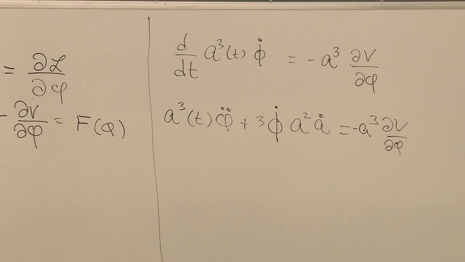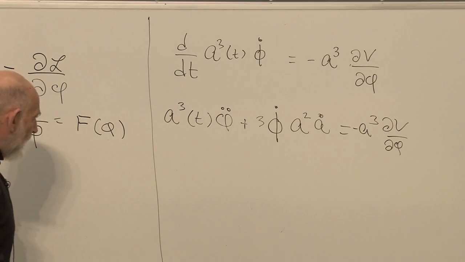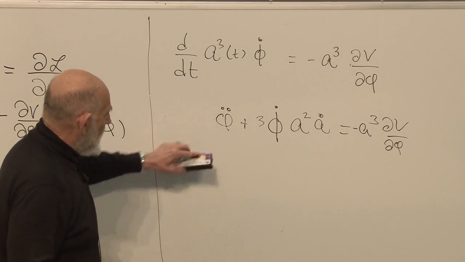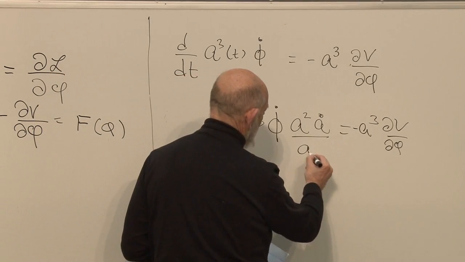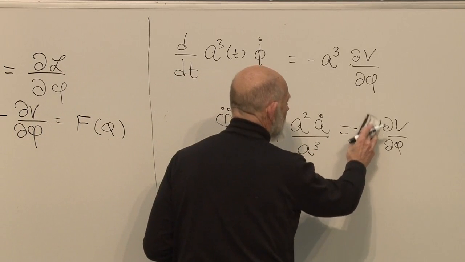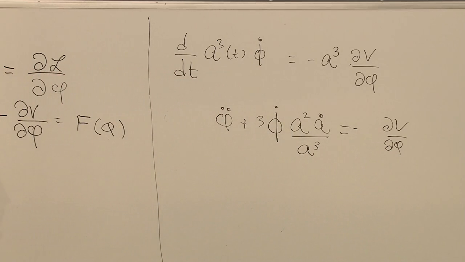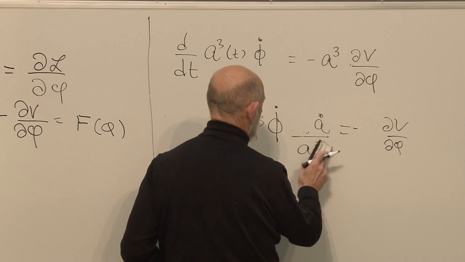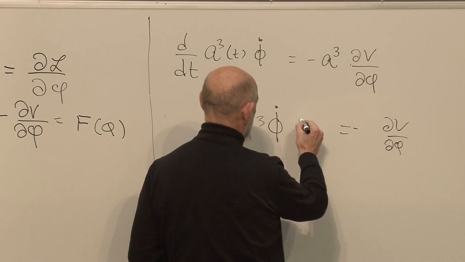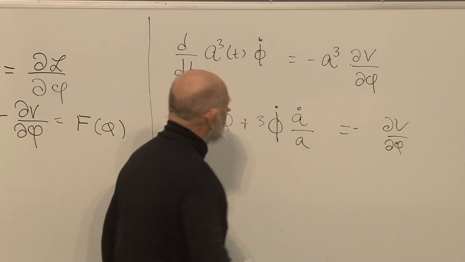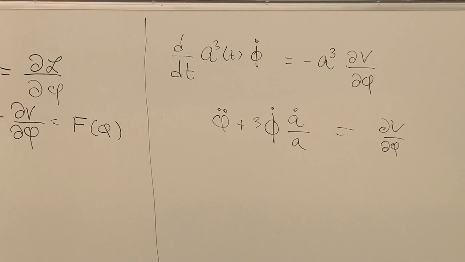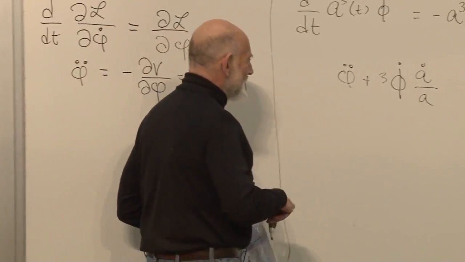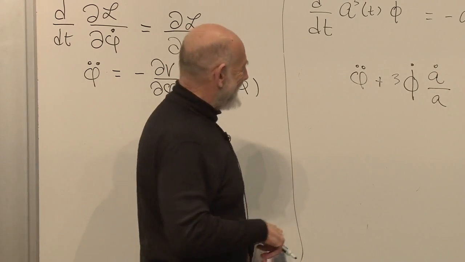Now we can divide by a cubed. Okay, if we divide by a cubed, this one goes away. We have to divide here by a cubed. We'll come back to that in a minute. And this one goes away. Okay. So a squared over a cubed, that's called 1 over a. And ȧ over a is what? The Hubble thingy. It's not constant, but right.